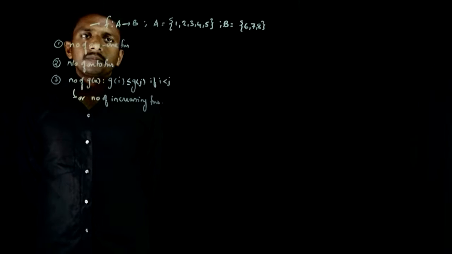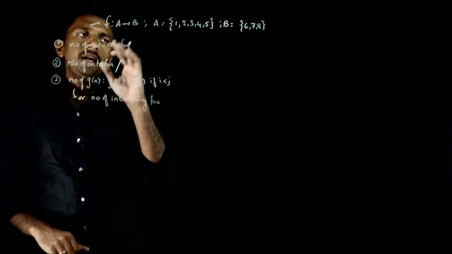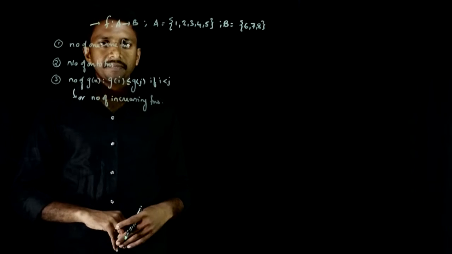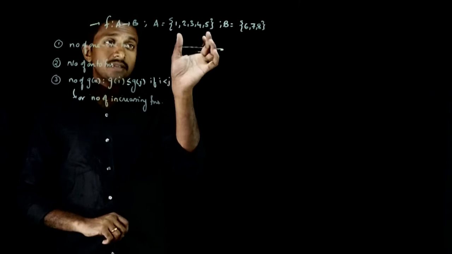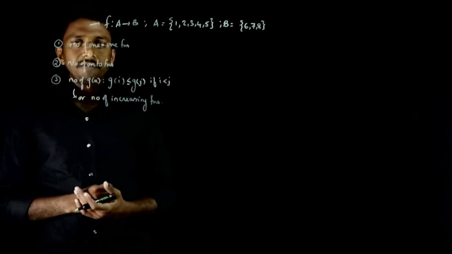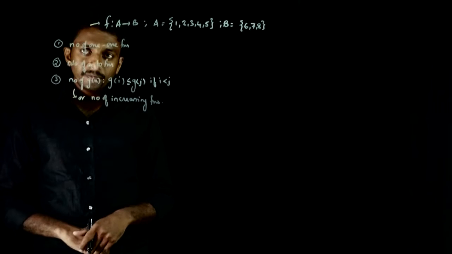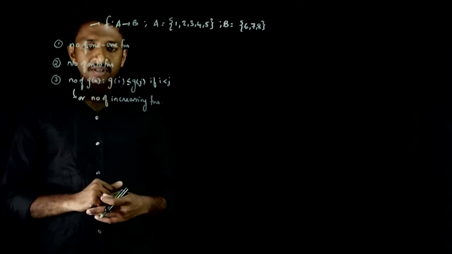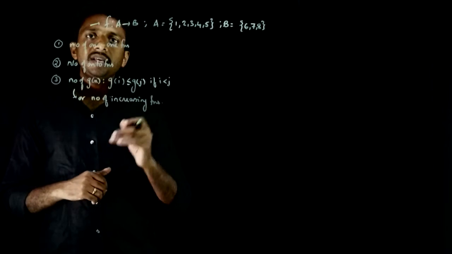So welcome students. इस क्वेश्चन में दिया है f is a function defined from a set A to B where A is 1 2 3 4 5 and B is 6 7 8. So इस फंक्शन से इस फंक्शन तक इस सेट से इस सेट के बीच में a function is defined and you are asked to find the number of one-one functions, the number of onto functions, and the third question is number of functions g of x such that g of i is less than or equal to g of j if i less than j.